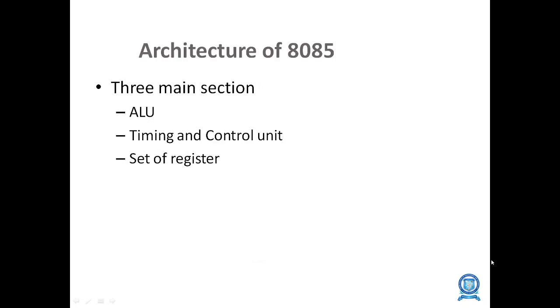The architecture of 8085. The three main sections are the ALU, the timing and control unit, and a set of registers. So with these three main sections we are going to see the architecture of 8085.